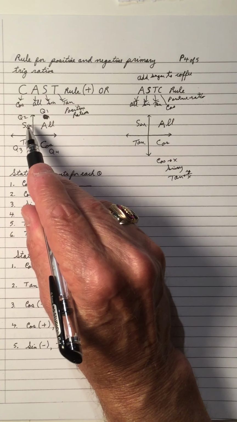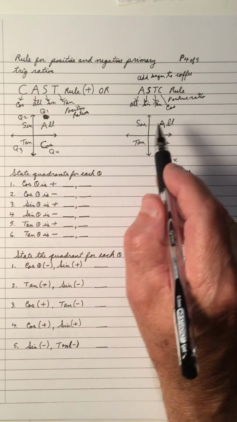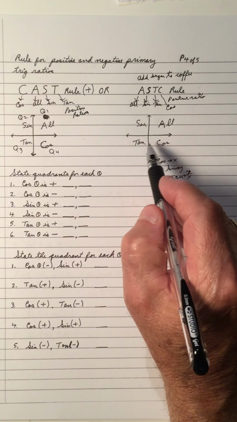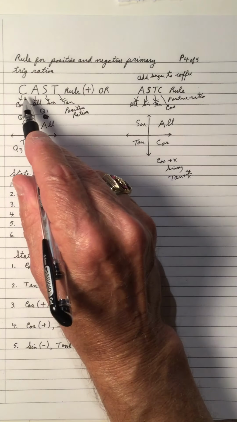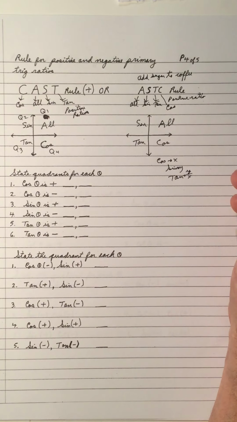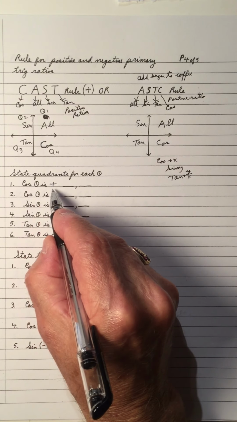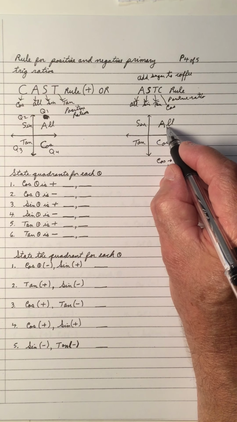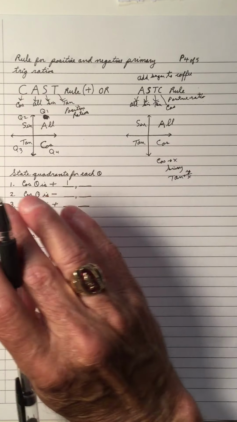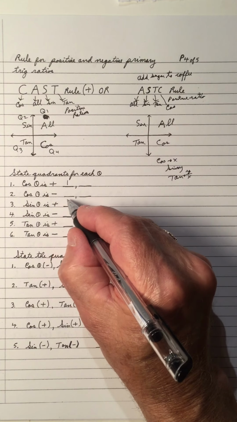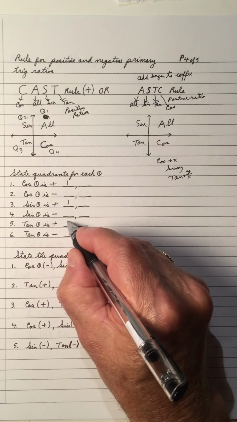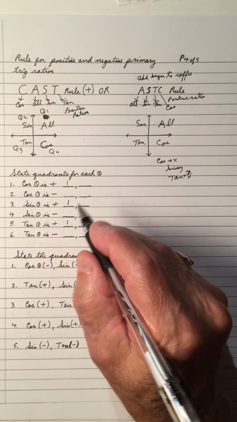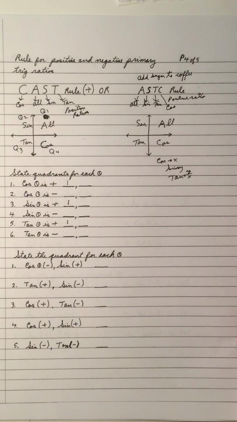This is the same: All, Sine, Tan, Cos. All, Sine, Tan, Cos. They're identical, except the name is just different. So your choice. So where is cos positive? Cos is positive in 1. When you say positive, you can automatically put a 1 in. Sine is positive in 1. Tan is positive.